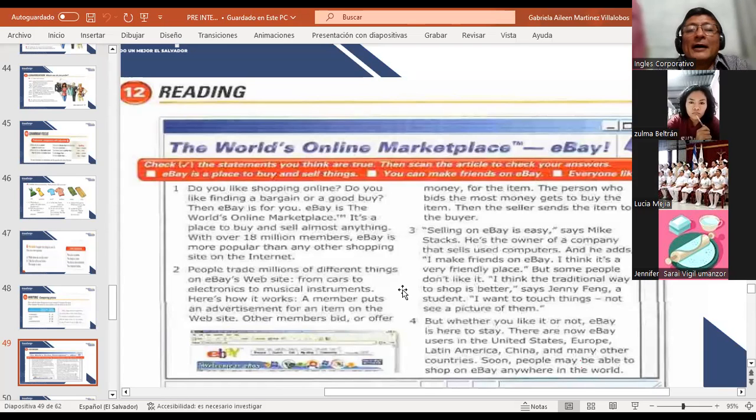The number three, selling. Selling. Yes. Vendiendo. Thank you. Oh, vender. Selling on eBay is easy. Vender en eBay es fácil. Yeah, number two, people trade millions. Trade. People trade, negociar, intercambiar, trade. Okay, thank you.